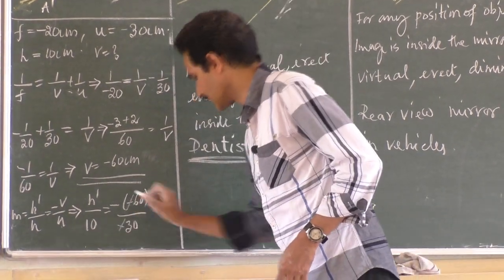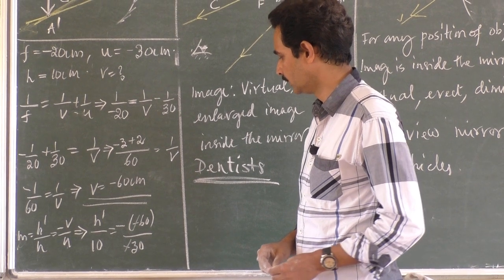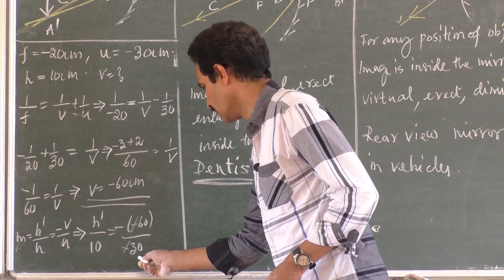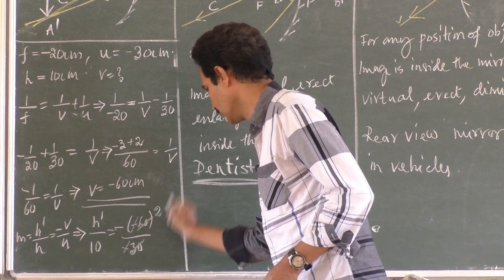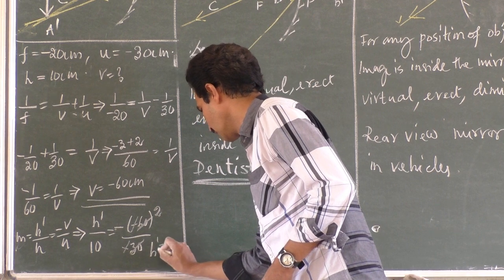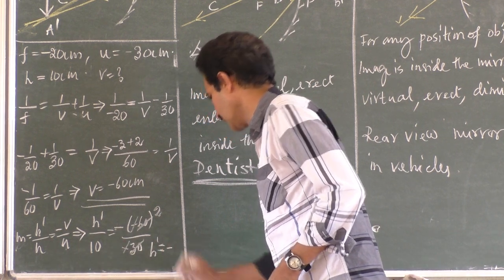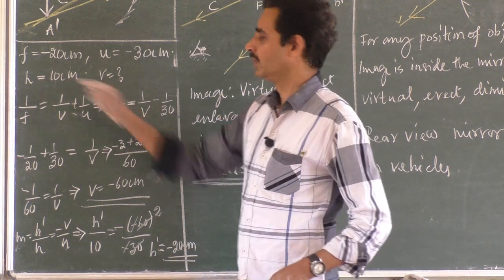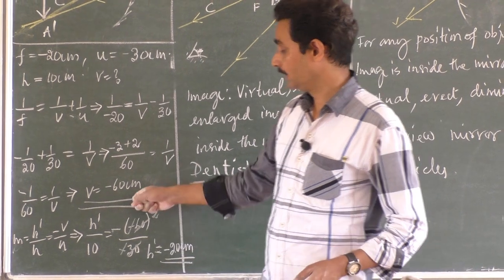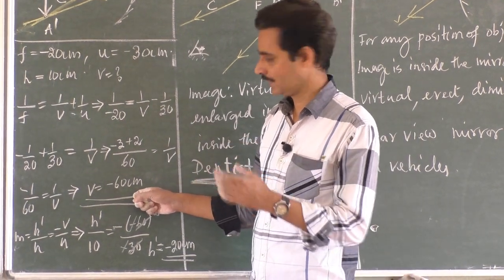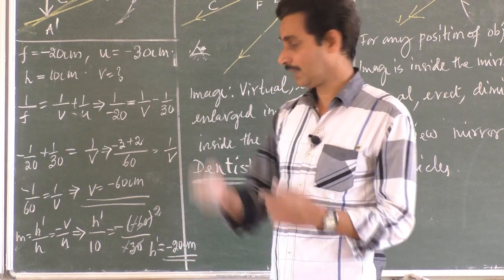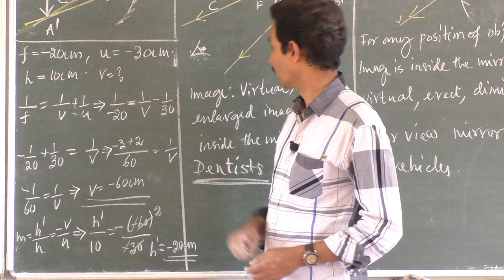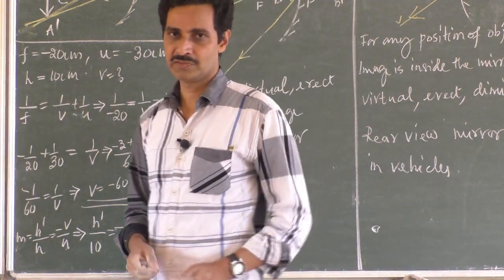Now this gets cancelled, and this is minus, this is 30, and h dash we want, this is 2 times, correct? And what is h dash? H dash is equal to minus remaining, minus 20 centimeters, which is double the size of the object. So the image is beyond C, on the same side as the mirror, so minus of double the height, 20 than 10, is formed on the same side, beyond C. So this is also correct. So this is one type of image formation, right?